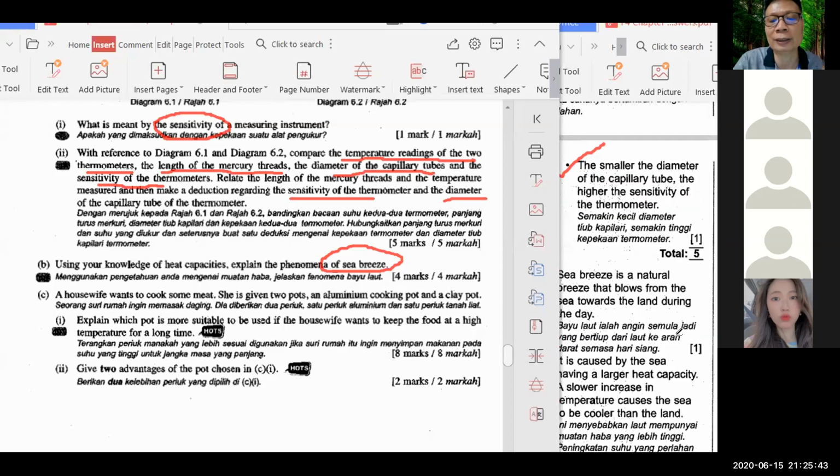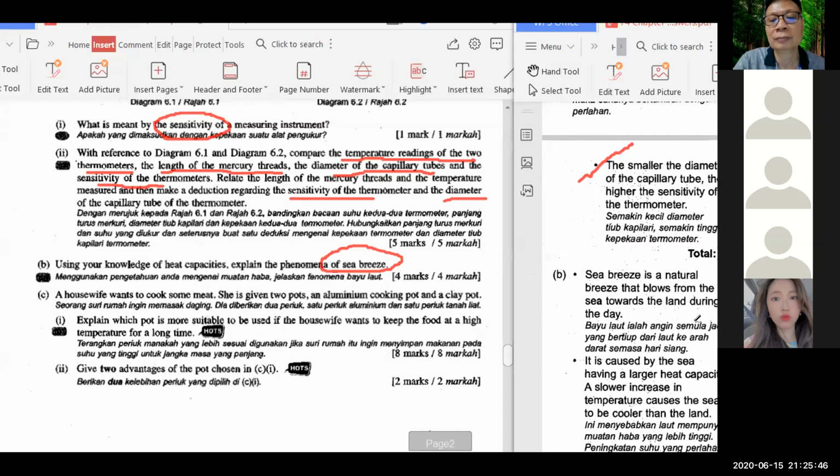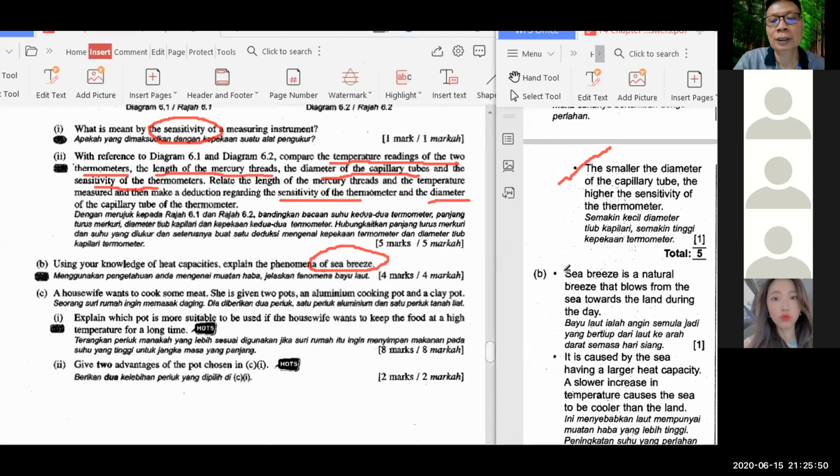Okay, now you see the answer. The answer is here. Sea breeze is a natural breeze that blows from the sea towards the land. Okay, this is the first answer. Sea breeze is a natural breeze that blows from the sea towards the land during daytime. Next, it is caused by the sea having larger heat capacity. A slower increase in the temperature causes the sea to be cooler than the land.